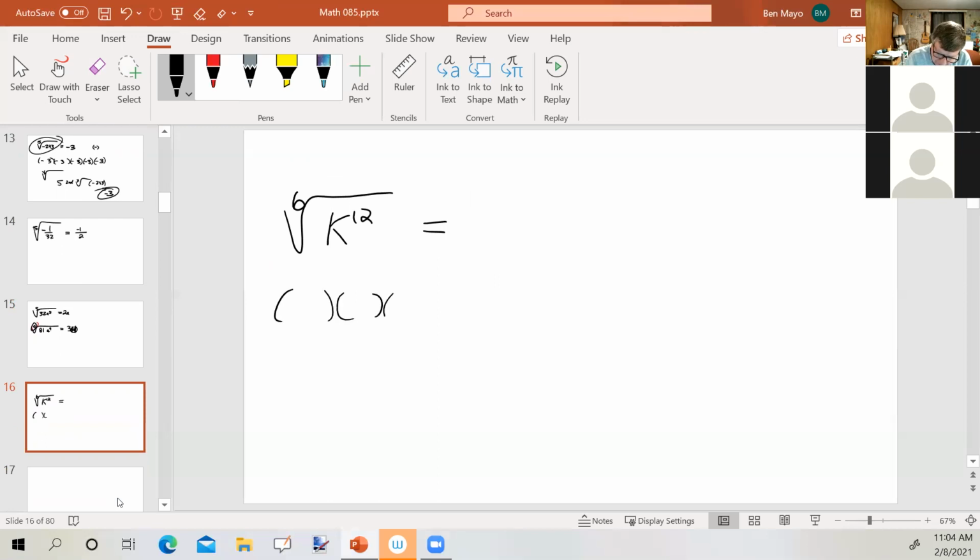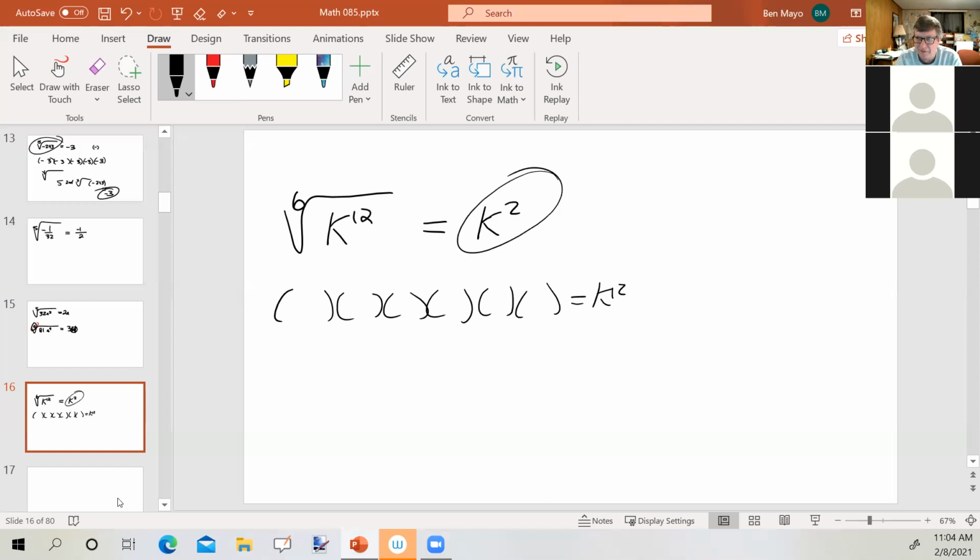What times itself, times itself, times itself, times itself, times itself would be k to the 12th? What would the exponent be? That would be k squared, right? Okay. Do I need absolute value bars around k squared? I don't, because if k is negative but it's being squared, it's still going to be positive. So this is never going to be negative. I know, I know. It's going to take some time to wrap my mind around that.